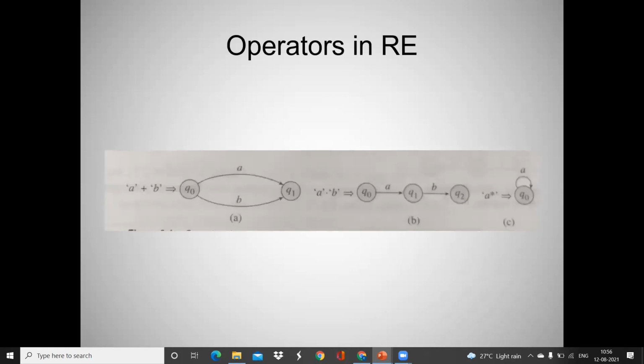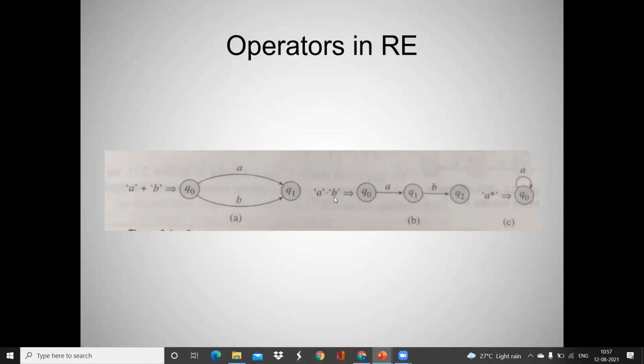Okay. Now, if you have A plus B, if you have symbols from the input alphabet, A plus B, then how can you convert this A plus B to a finite automaton? So A plus B, these parallel paths can be represented like this. From state Q0, with input A, you are moving to Q1. With input B, you are moving to Q1. So these two different parallel paths are shown here.